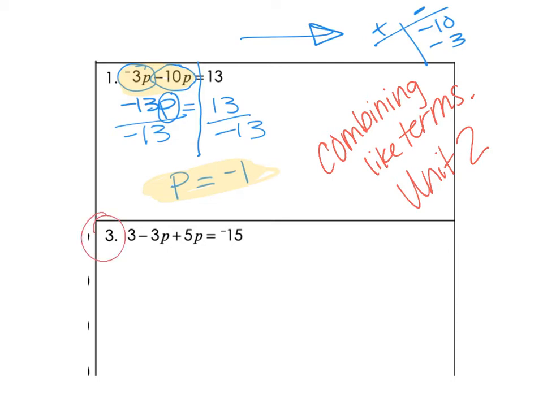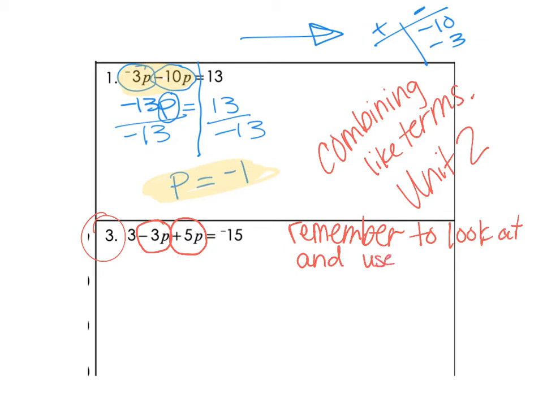Okay, so the next one, we're going to go down here to number 3. And we have negative 3p and positive 5p. Remember, I'm going to look at and use the sign in front of the number, because that'll make a difference of what you do.